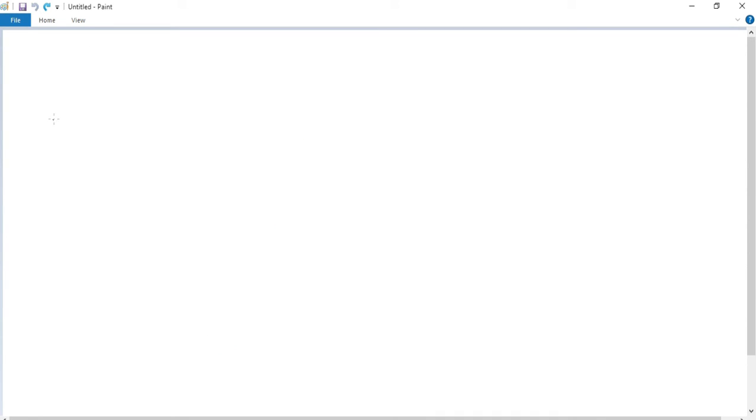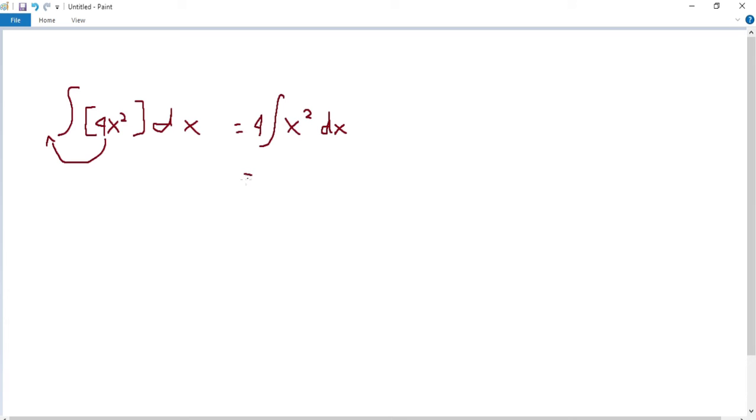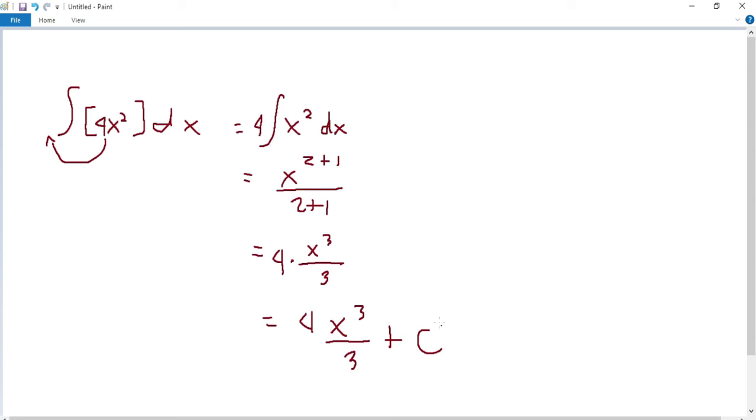Another example is, well, how about we get this function, 4x squared. Now how do we get the antiderivative of this function? So we just do exactly the same. First, you put the 4 outside, so this is going to be 4 times x squared dx. And then we get the antiderivative of x squared. So x to the 2 plus 1 over 2 plus 1. This is going to be x cubed over 3 times 4 equals 4x cubed over 3 plus c. Always remember to add the constant of integration.